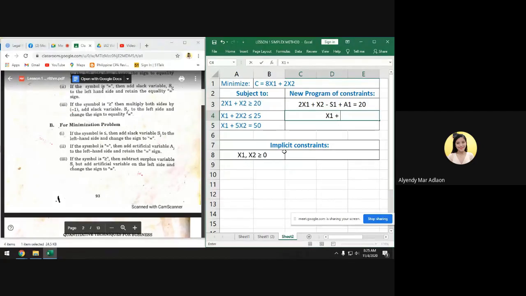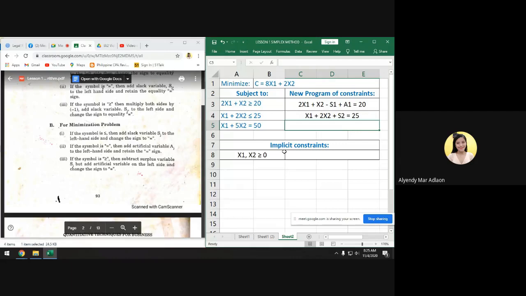X sub 1 plus 2x sub 2 and then just add the slack variable. Now, of course, since ikaduha naman yung slack variable, then you put the number 2. That is S sub 2. And then change the sign to equal sign and then 25.